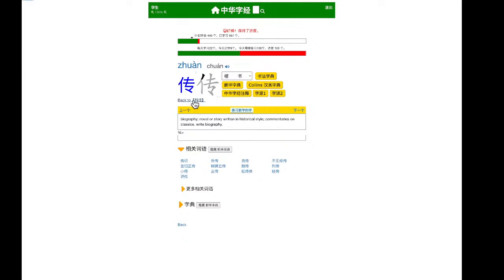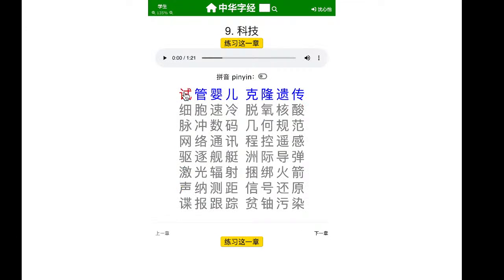Okay, so let's go back to the sentence. The sentence says 试管婴儿克隆遗传. So this type of 试管, put together: 试 is testing, right? 管 is tube. So 试管 put together means the testing tube in the lab. 婴儿 specifically means baby, so 试管婴儿 means test tube baby.